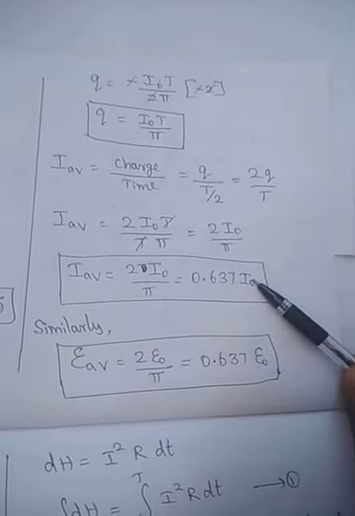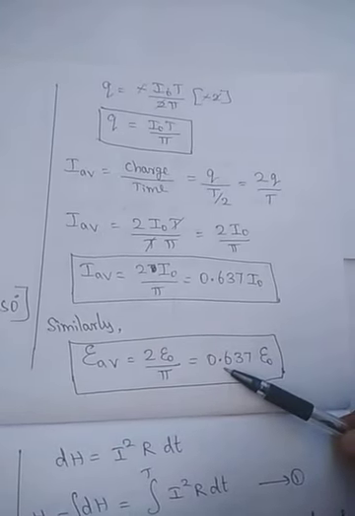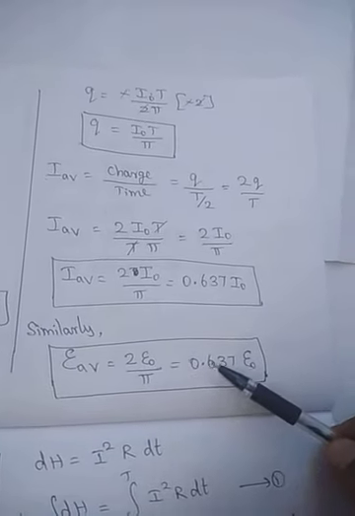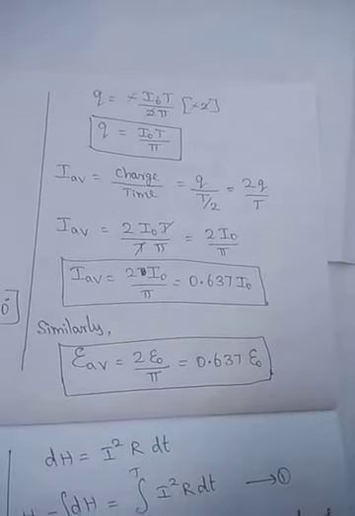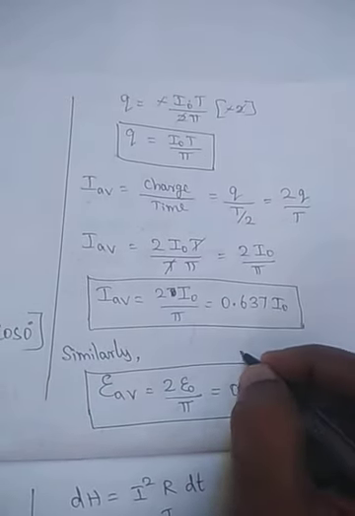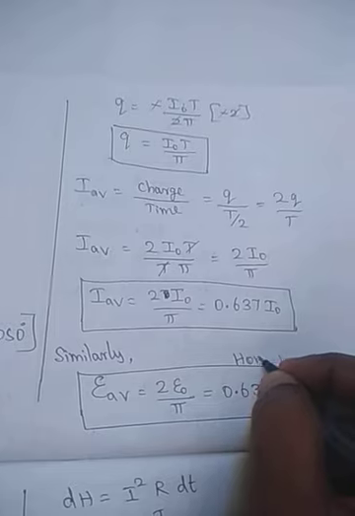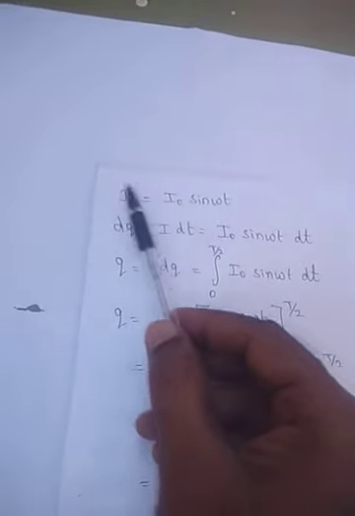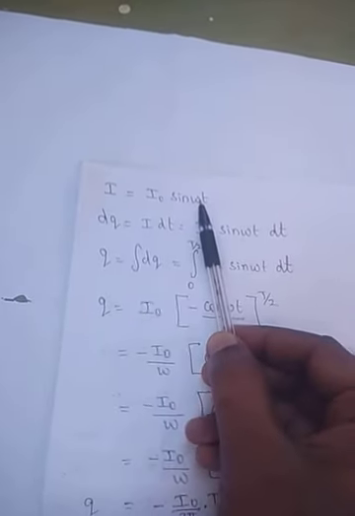Similarly, we can calculate the average value for E: E average is 2 E naught by pi, 0.637 E naught. So this is the homework for you. You can calculate this as homework. It is the same thing, except that here you substitute E equal to E naught sin omega t.